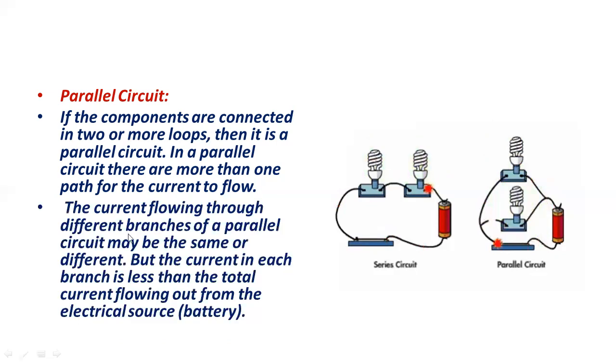The current flowing through different branches of a parallel circuit may be the same or different, but the current in each branch is less than the total current flowing out from the electrical source, because the current which comes out from the source divides in two branches. Suppose the total is 4 units, then 2 will pass through this loop and 2 through the second loop. So the current passing through each loop will be less than the total current produced by this battery.